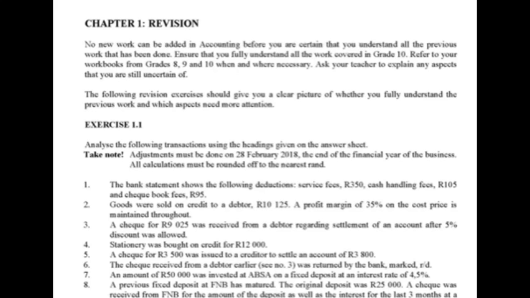So the following revision exercises should give you a clear picture of whether you understand the previous work and which aspects need more attention. So exercise 1.1. Analyze the following transactions using the headings given in the answer sheet. Take note. Adjustments must be done on the 28th of February 2018, the end of the financial year of the business, and all calculations must be rounded off to the nearest rand.